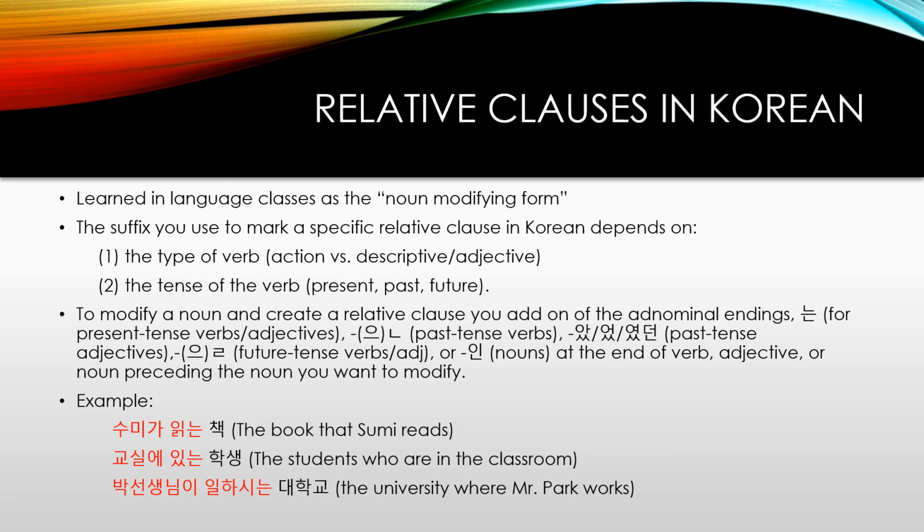And to modify a noun and create a relative clause, you add the adnominal ending 는 for present tense verbs and adjectives, 은 for past tense verbs, at, ot, yotan for past tense adjectives, 을 for future tense verbs and adjectives, or just in for nouns. And you add these at the end of a verb, an adjective, or a noun preceding the noun you want to modify.